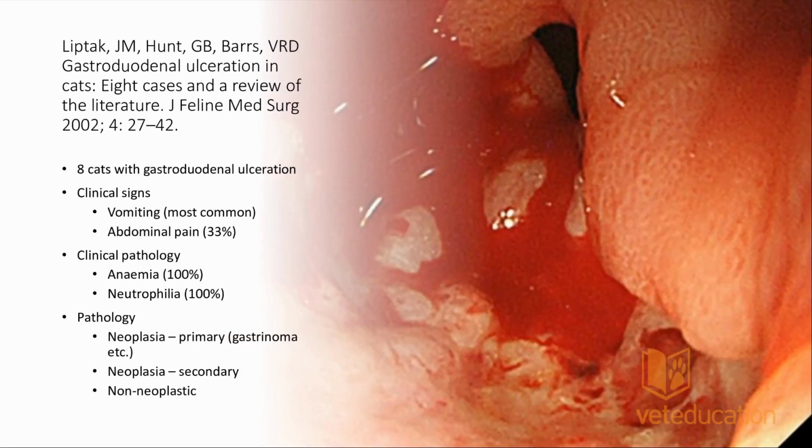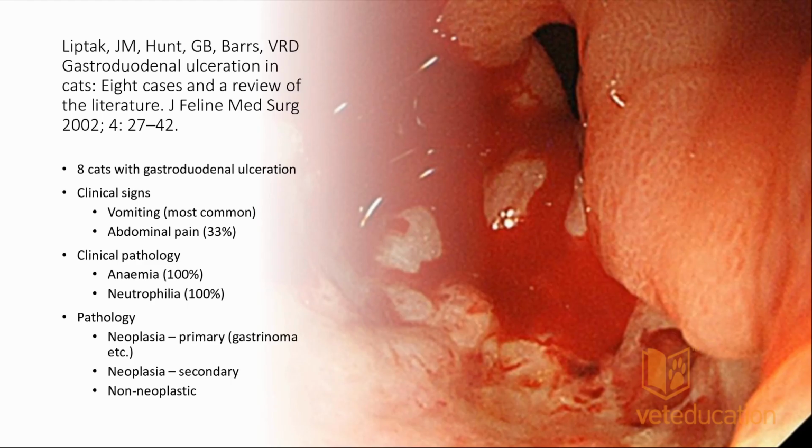Very informative. There were 8 cases of gastroduodenal ulceration and a review of the literature that was published in 2002. Clinical signs, vomiting was the most common sign. Abdominal pain, again, only 33%. A couple of articles ago said only 20% of them had abdominal pain. Anemia was present in all of these cats, but neutrophilia, 100%. So neutrophilia, vomiting, lethargy, and anorexia, and some sort of history of something going on with these cats, maybe chronic illness with weight loss or some medication, really raises an index of suspicion of gastroduodenal ulceration.